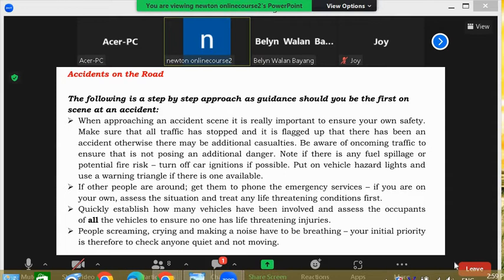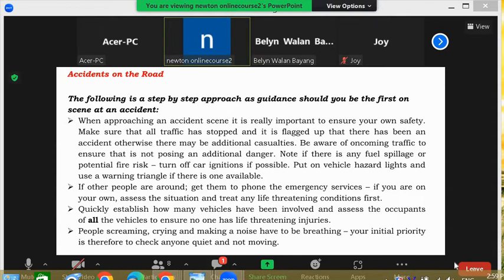Second, you have to check. Quickly establish how many vehicles have been involved and assess the occupants of all the vehicles to ensure no one has a life-threatening injury. So first check how many vehicles have been involved. Sometimes maybe 3 or 4, sometimes only one vehicle will have hit a street pole.